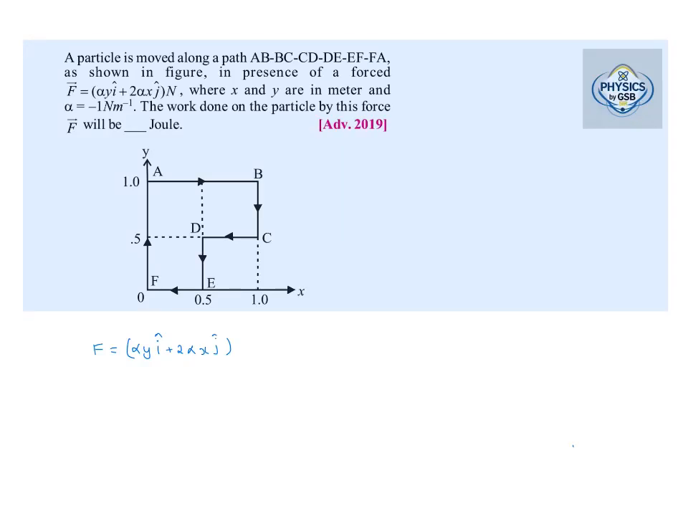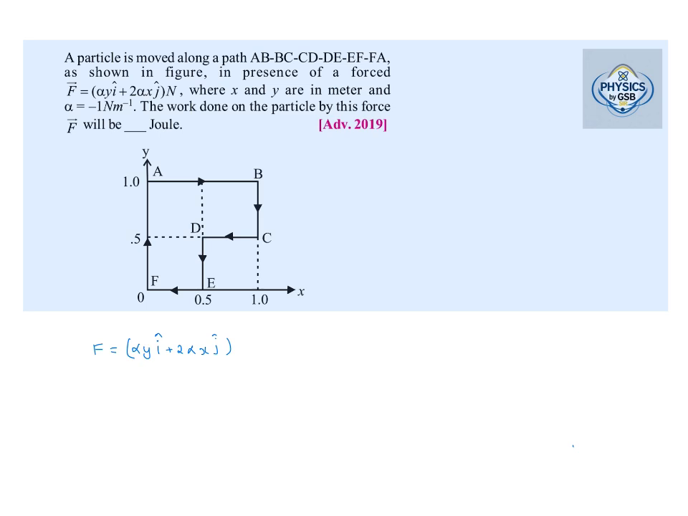So this question is an Advanced 2019 question, and here force F has been given to be alpha y i cap plus twice alpha x j cap. And I know that this force is a non-conservative force, so work done will not depend upon the initial and final position of the particle. So for each and every path, we have to calculate work done.